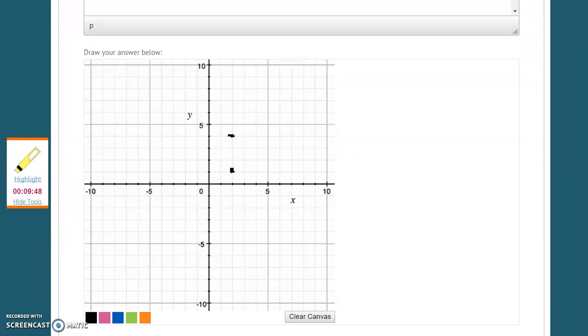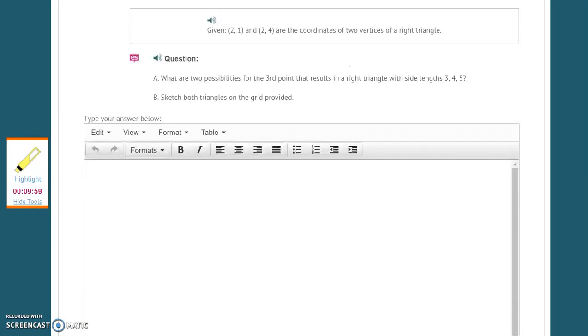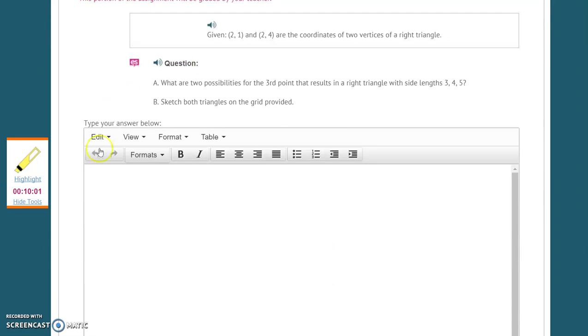So how far are those apart? Those are 3 units apart. They're right above each other. Vertical lines and horizontal lines, you can find distance by just counting boxes. So 3 boxes. So there's a length of 3 between the 2 of those.